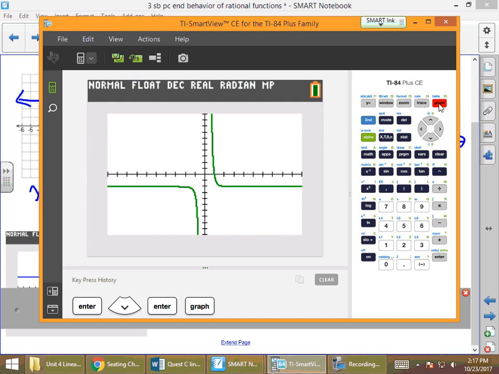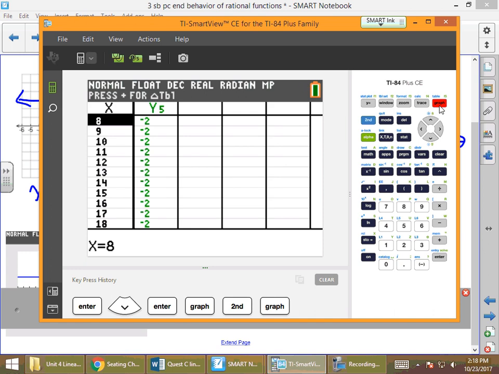If we go to the table, what we're looking at is what's happening to the y values as we go to the right on the graph, or we go to the left on the graph. As we're going to the right, we started at negative 0.5, and then we went to negative 1.953 and negative 1.994 and then negative 1.999. We're actually getting closer and closer and closer to this value of negative 2.